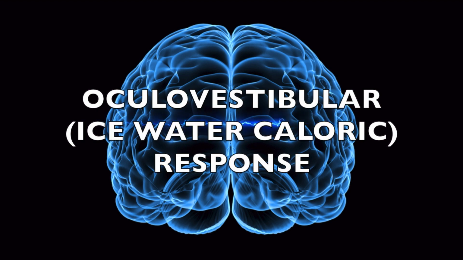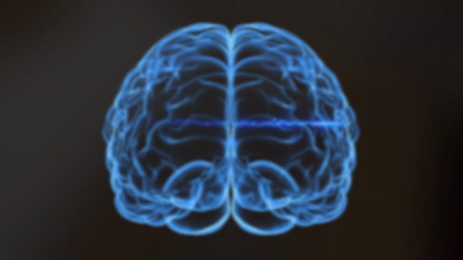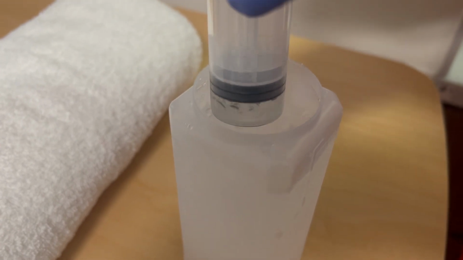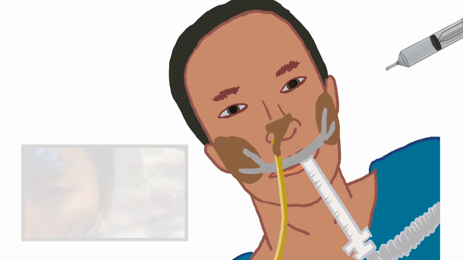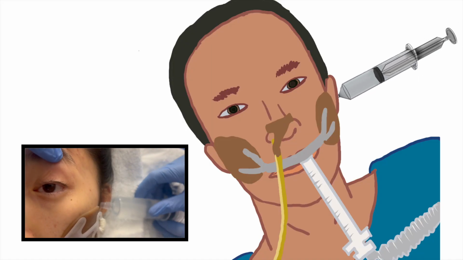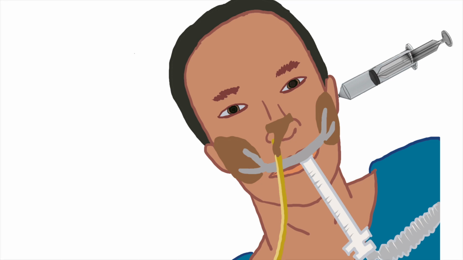Evaluate for oculovestibular or ice-water caloric response. The provider irrigates the outer part of the patient's ear with ice-cold water for a couple of minutes. This will cause the eyes to deviate towards the irrigated ear, followed by a jerk movement, or nystagmus, to the side opposite of the ear being irrigated. But in a brain death patient, the eyes are still.